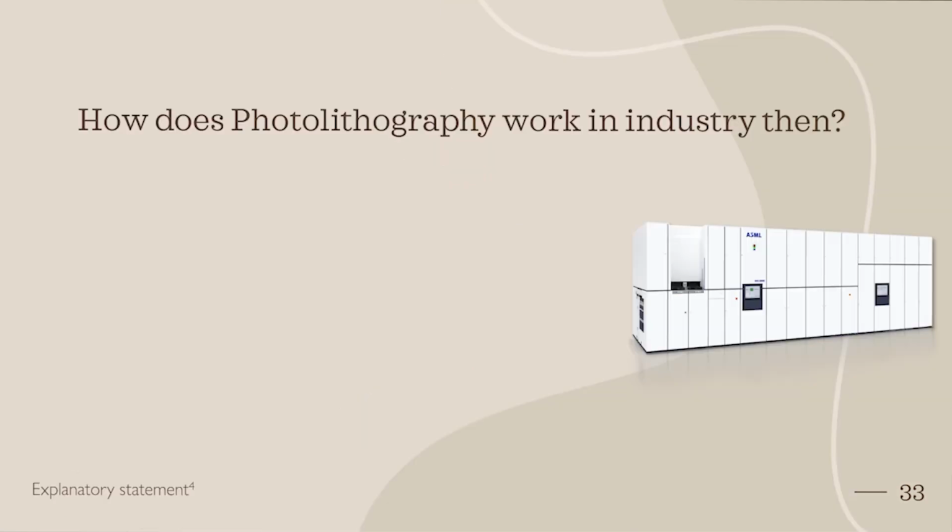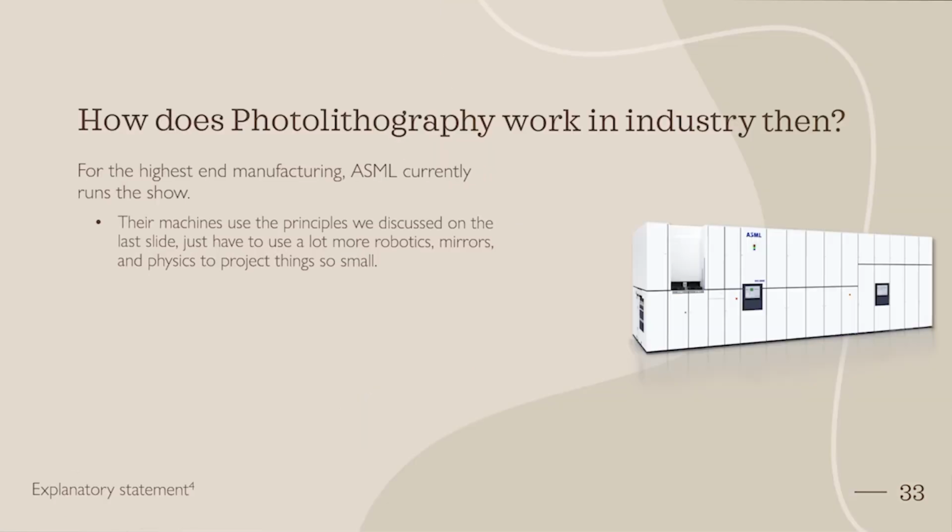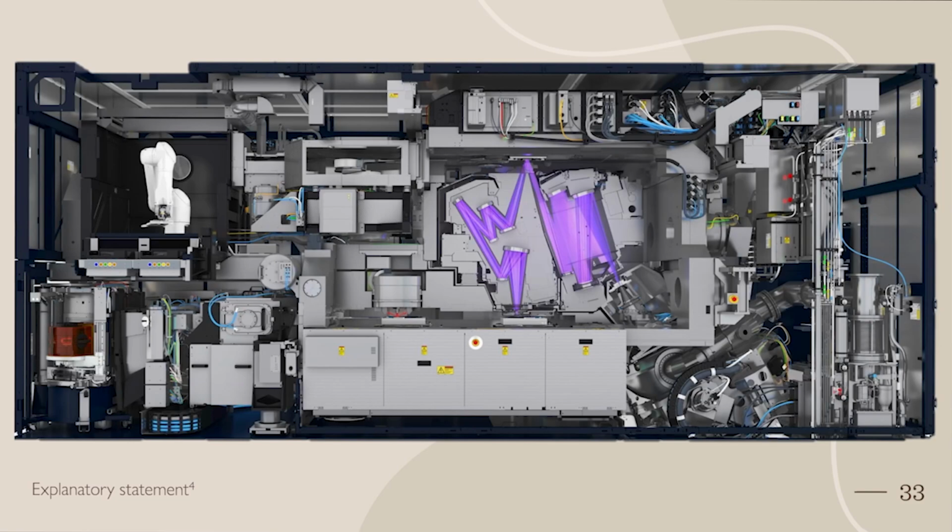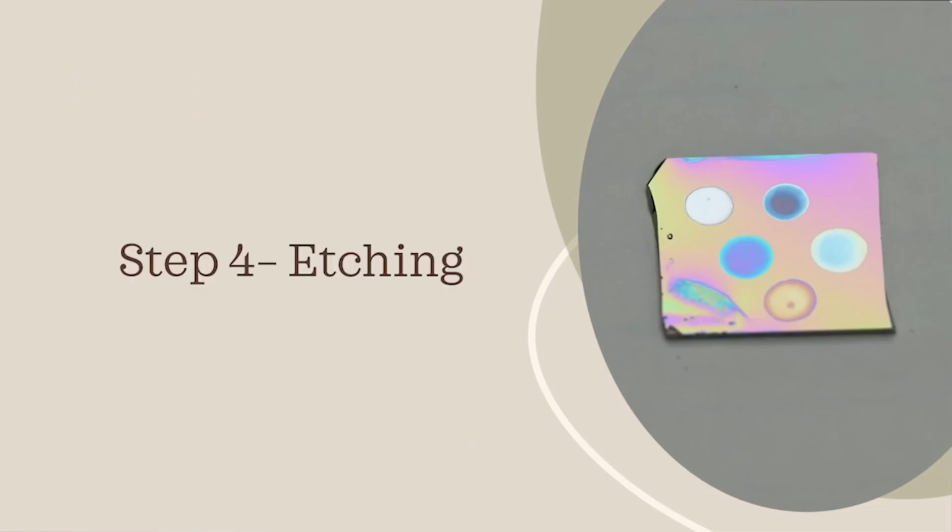All right? So photolithography in industry, ASML basically does it. It's really complicated. They use tin and lasers. I'm not going to explain that, but it uses the same principles that we've discussed here.